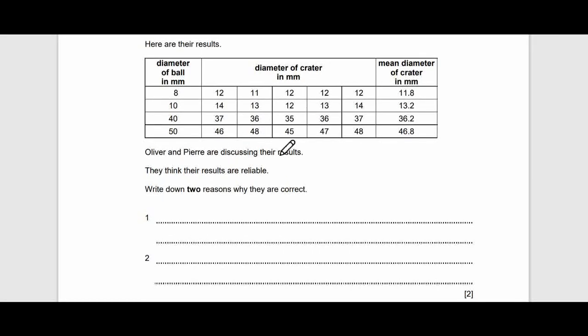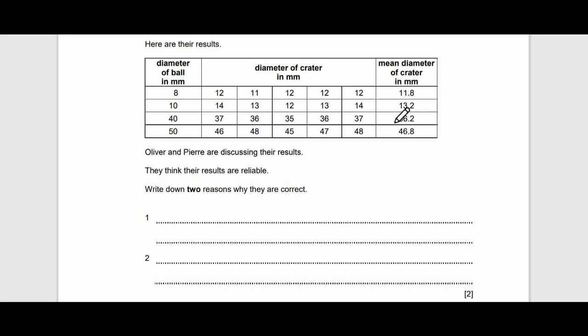Oliver and Pierre are discussing their results. They think their results are reliable. Write down 2 reasons why they are correct. 10, 9, 8, 7, 6, 5, 4, 3, 2, 1.